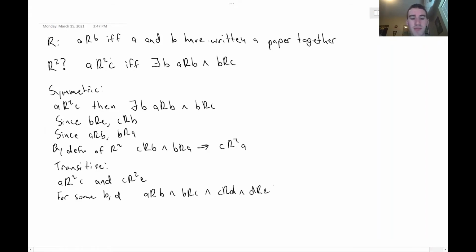So A's written a paper with someone who's written a paper with someone else, who's written a paper with someone else, who's written a paper with E. And that seems like quite a bit of distance between A and E. There's absolutely no guarantee that A has actually written a paper with E. We can totally construct a situation where that doesn't happen. So this one is not transitive.